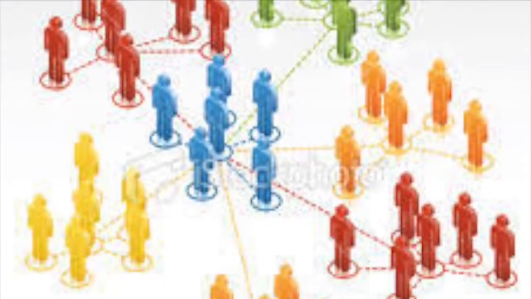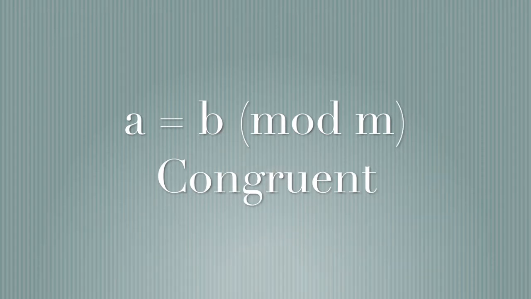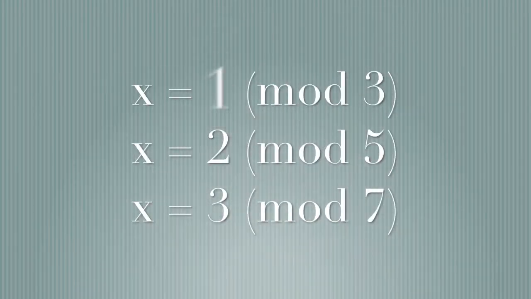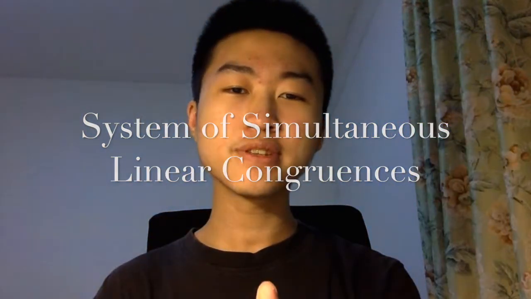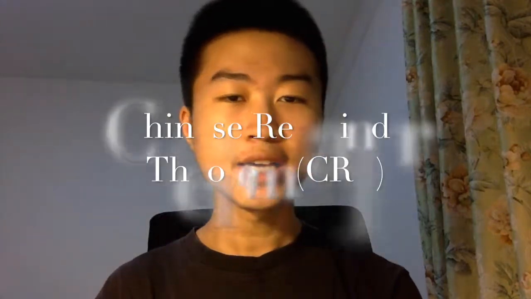So, how did Han do that? Well, the soldiers' groupings can be summed up as a system of congruences, where we define two integers a and b to be congruent modulo m if a and b give the same remainder when divided by m. If we say that the number of soldiers in Han's army is x, then we know that x is congruent to 1 mod 3, 2 mod 5, and 3 mod 7. We can sum these up into a system of simultaneous linear congruences, kind of similar to your simultaneous equations, and solve it using the Chinese Remainder Theorem.